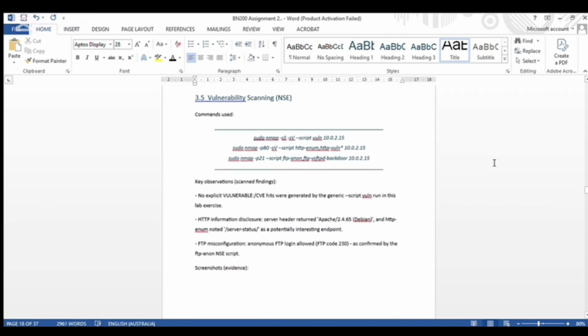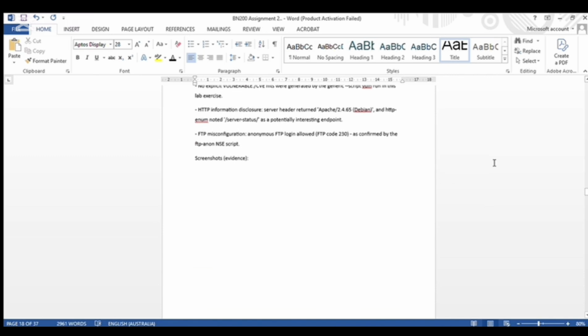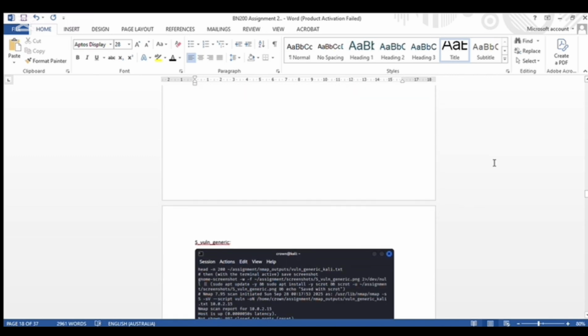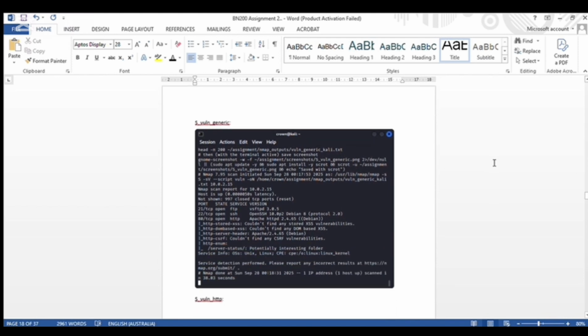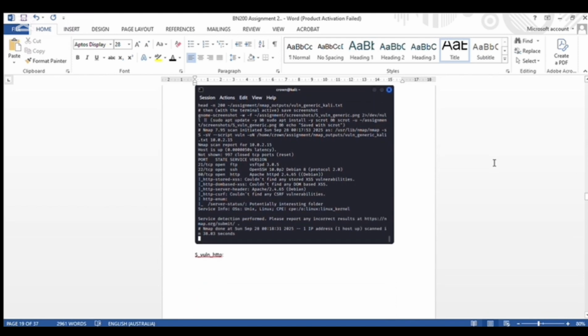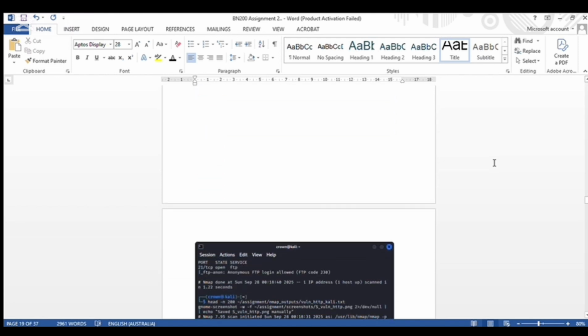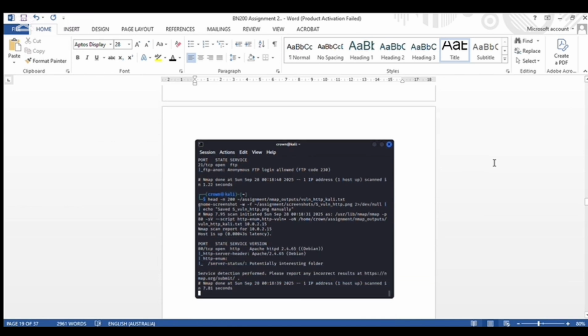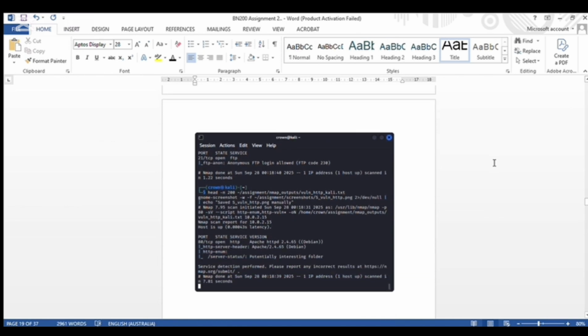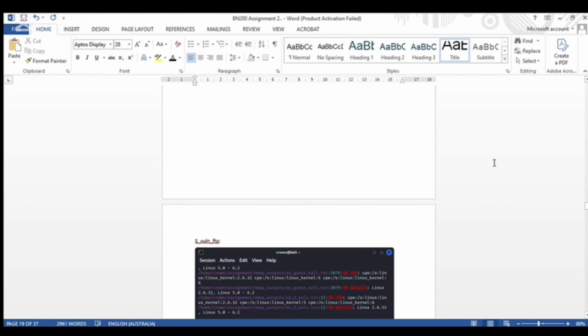Finally, I'll run Nmap with NSE vulnerability scripts. The results show that anonymous FTP login is allowed, which is a security risk, and Apache exposes its server status page. These are examples of misconfigurations that attackers could use.